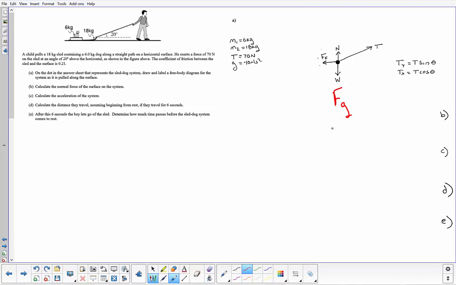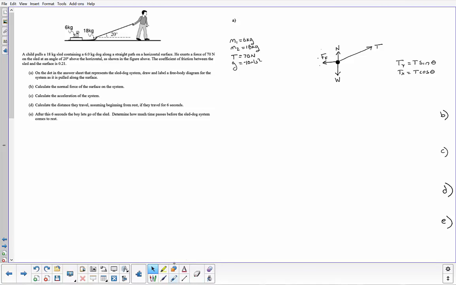I would have avoided calling it mg simply because there's more than one mass, unless somewhere else you had defined maybe m equals 24 kilograms, something of that nature. Or you could have written mg as long as you remembered to include the two masses later on. So for this one, I just went with W. I stuck with N for the normal force. You've got the friction force in there, and you've got tension at that angle.